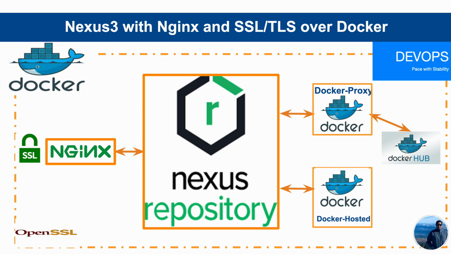So this is how our architecture flow looks like, where the user is directly going to interact with nginx, and nginx will act as a reverse proxy and take our requests to the Nexus 3 Docker container. And then on the Nexus 3 Docker container, we will also host our Docker proxy and Docker hosted registries. Docker proxy will further be backed by Docker Hub.